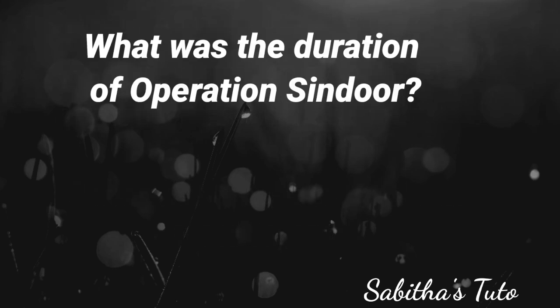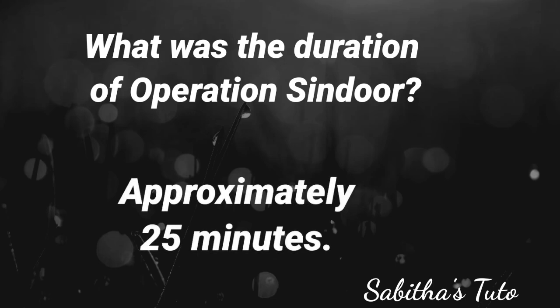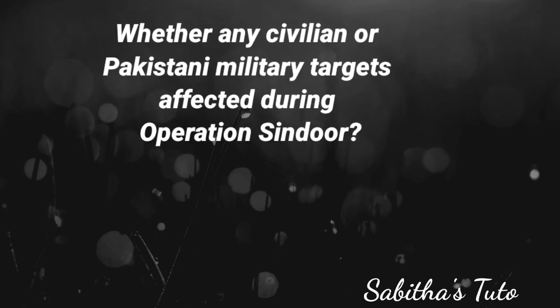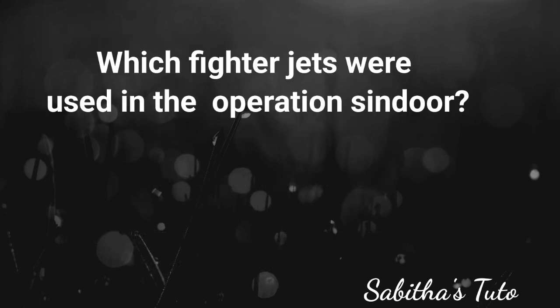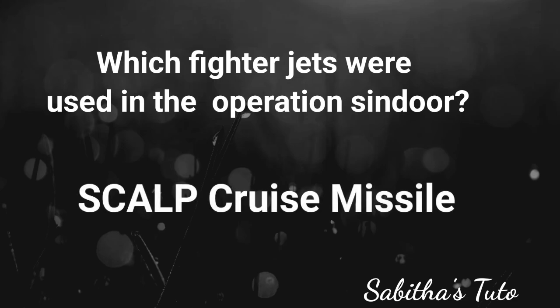What was the duration of Operation Sindoor? Approximately 25 minutes. Were any civilian or Pakistani military targets affected during Operation Sindoor? No, the operation specifically avoided civilian areas and Pakistani military installations to prevent escalation. Which fighter jets were used in Operation Sindoor? Scalp cruise missile.